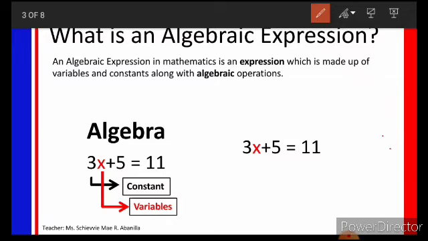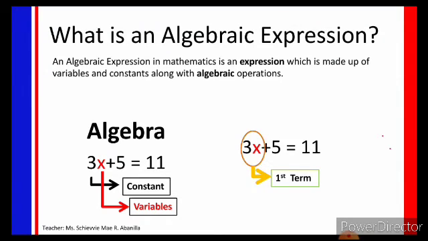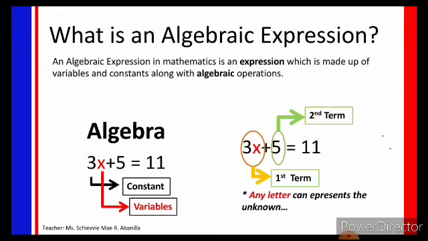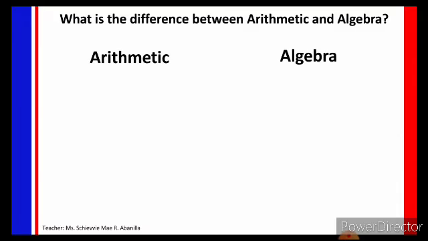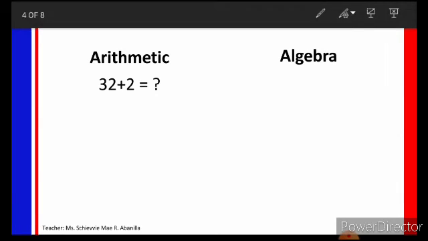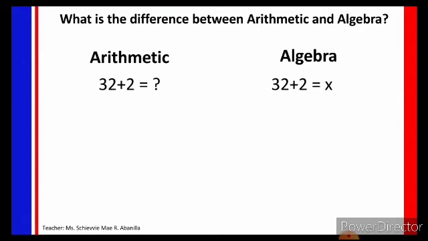Normally, what others do is just find it out. Okay, we have 3x plus 5. This would be your first term, and 5 would be your second term. So let's try to solve. Okay, read this one. Very easy.